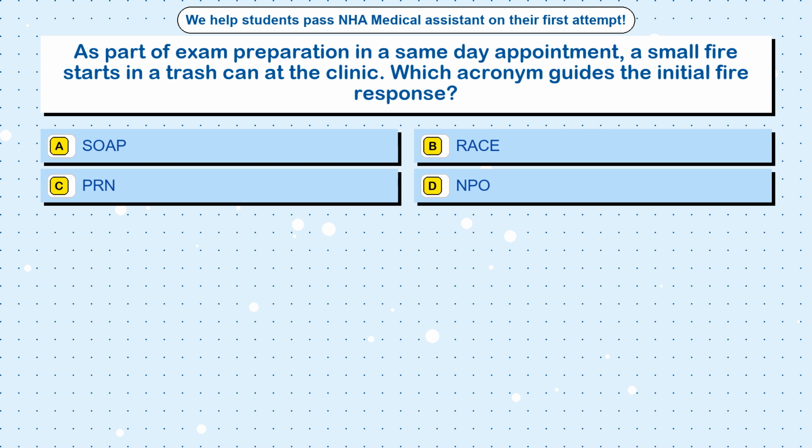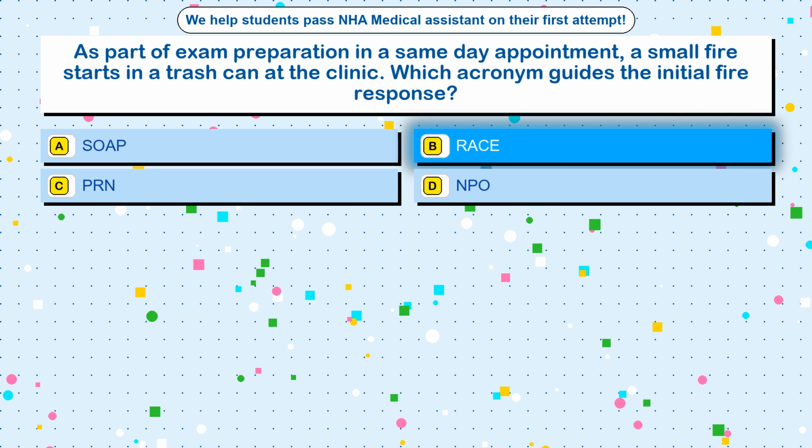Question 16. As part of exam preparation in a same-day appointment, a small fire starts in a trash can at the clinic. Which acronym guides the initial fire response? Option A, SOAP. Option B, RACE. Option C, PRN. Option D, NPO. The correct answer is option B, RACE.